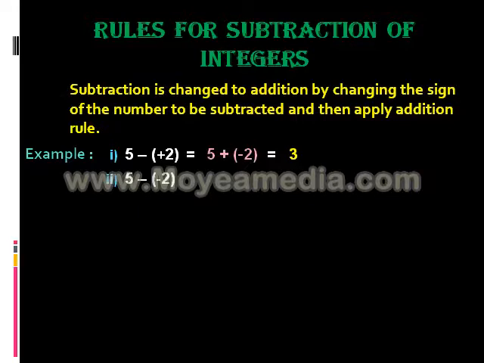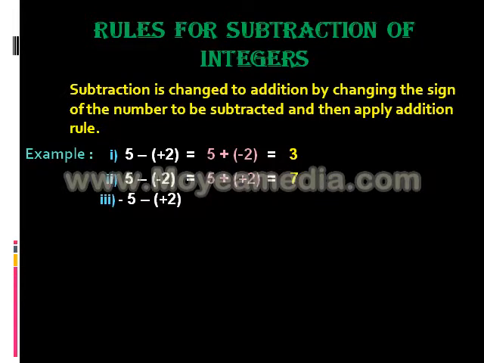Now in the next example, it is 5 minus minus 2. Again, first of all you change the middle sign to plus, and the sign of the number to be subtracted also becomes positive. So you get 5 plus 2. Now what is the rule of addition of integers? If both the numbers are positive, you just add them with the same sign. So 5 plus 2 is 7, with the same sign, so you get plus 7.